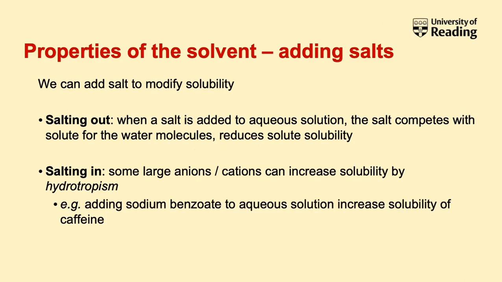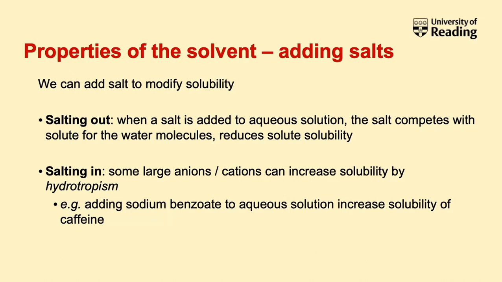There are other properties of the solvent, so you can add things to your solvent that will impact on the solubility of your active ingredient. For example, you can add salts, and these will modify the solubility. It could result in salting out. When a salt is added to an aqueous solution and the salt competes with the solute for water molecules, it could reduce the solute's solubility.